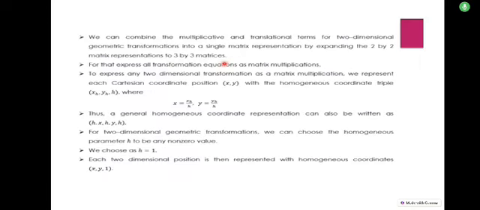Multiplicative and translation terms for two-dimensional geometric transformations can be combined into a single matrix representation by expanding the 2 by 2 matrix representation to 3 by 3 matrices. For that, we express all the transformation equations as matrix multiplication.